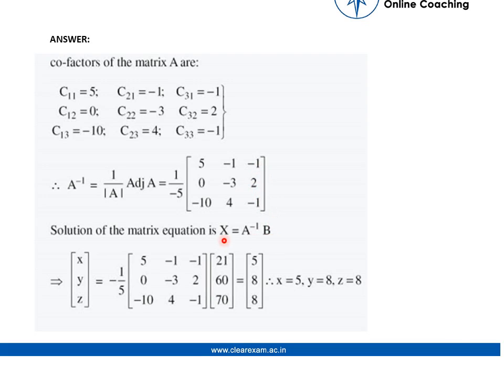So we'll solve this using the matrix equation X is equal to A inverse times B, and from this we can easily get the answer to our question, that is X, Y and Z.